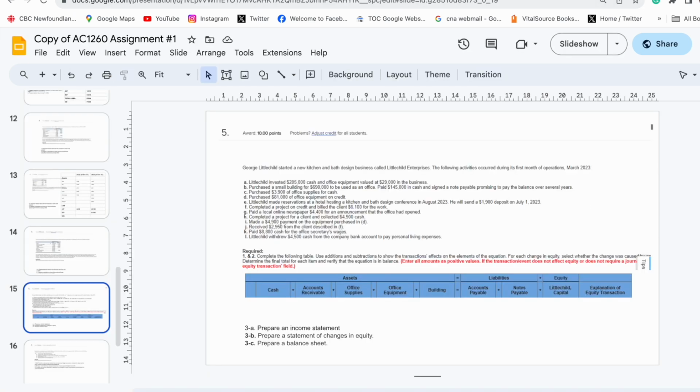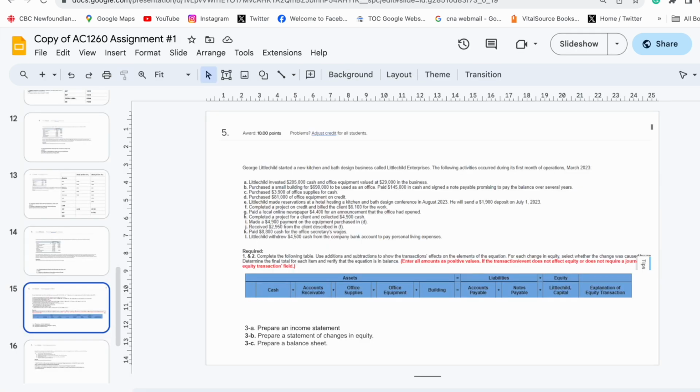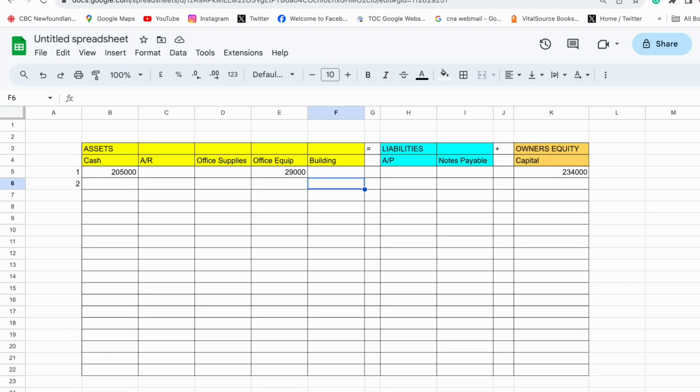In the second instance, it says purchased a small building for $690,000 to be used as an office, paid $145,000 cash, and signed a notes payable for the rest. So we have a new building. So the asset would certainly be the building, and the asset for the building would come in at $690,000. There's an asset for the building, and he paid cash of $145,000.